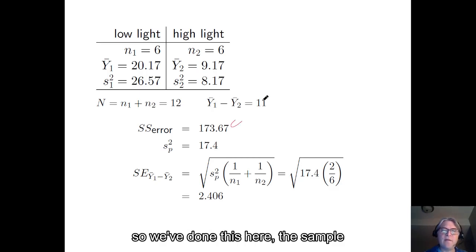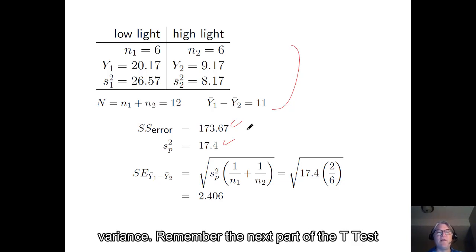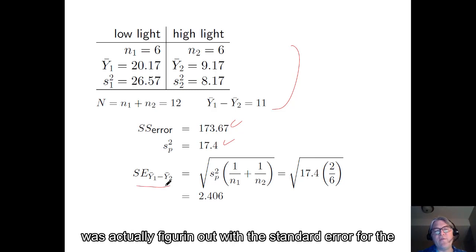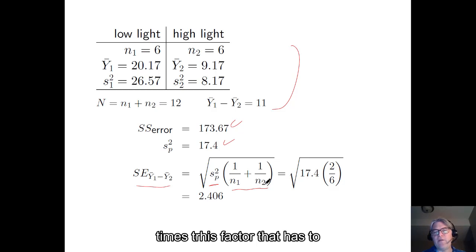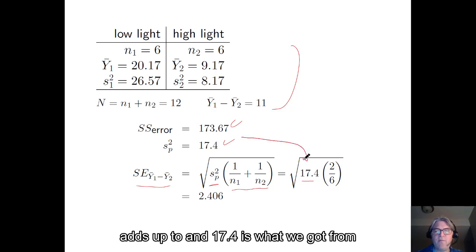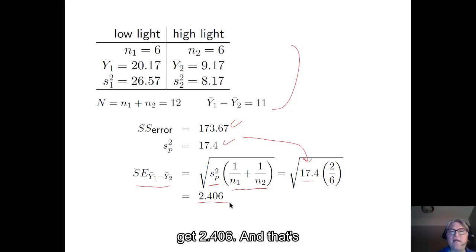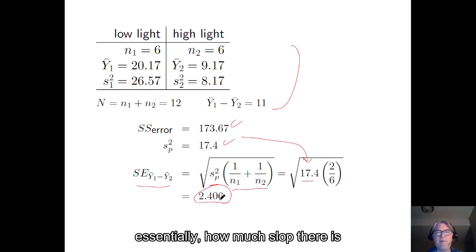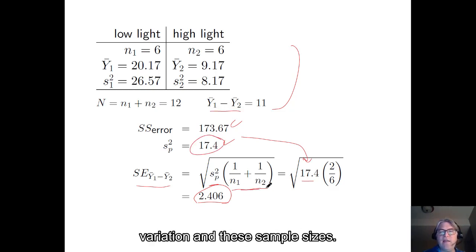Okay, so we've done this. Here are the sample stats we had before. We just talked about how to do the pooled variance. Remember, the next part of the t-test was actually figuring out what the standard error for the difference of means was, and this was the formula for that. It was the pooled variance times this factor that has to do with the sample sizes, 1 on n sub 1 plus 1 on n sub 2. There, 1/6 plus 1/6, so that's 2/6 is what that adds up to, and 17.4 is what we got from the pooled variance there. So if you multiply those two together and take the square root, you get 2.406. And that's some measure of essentially how much slop there is in a difference in sample means when we have this much variation and these sample sizes.